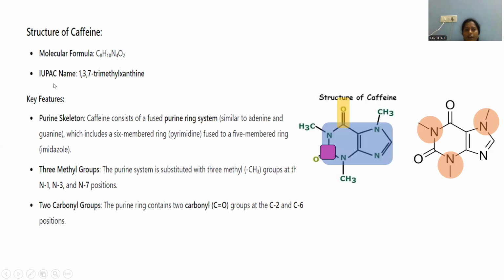And according to IUPAC, the International Union for Pure and Applied Chemistry, which is the international standard for providing names for all organic compounds, 1,3,7-trimethylxanthine is the IUPAC name for this caffeine.